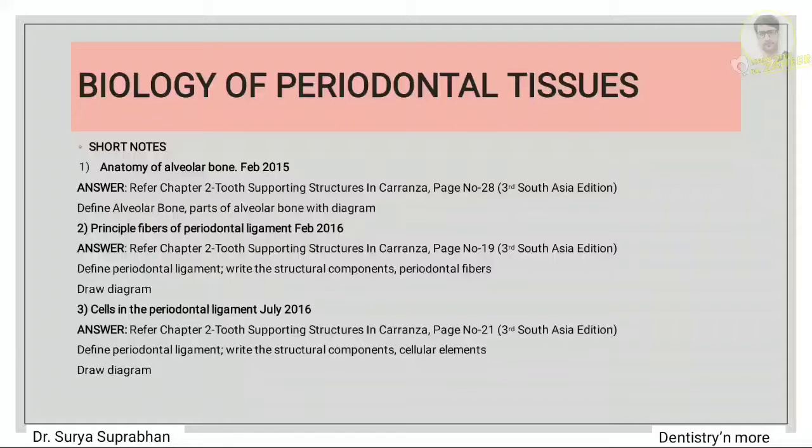Now coming to the next question, cells in the periodontal ligament. Here also, first define periodontal ligament. Then write the structural components, two types, cellular elements and periodontal fibers, and then write in detail about the cellular elements. Please do the diagram.